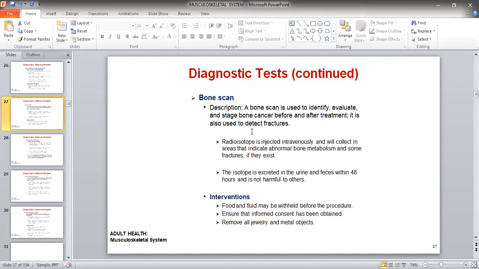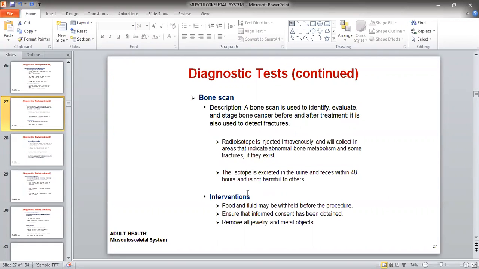So it is also used to detect any kind of bone fracture. Radioisotope is used intravenously and will collect in areas that indicate abnormal bone metabolism and some fractures. The isotope is excreted in the urine and feces within 48 hours and is not harmful to others.